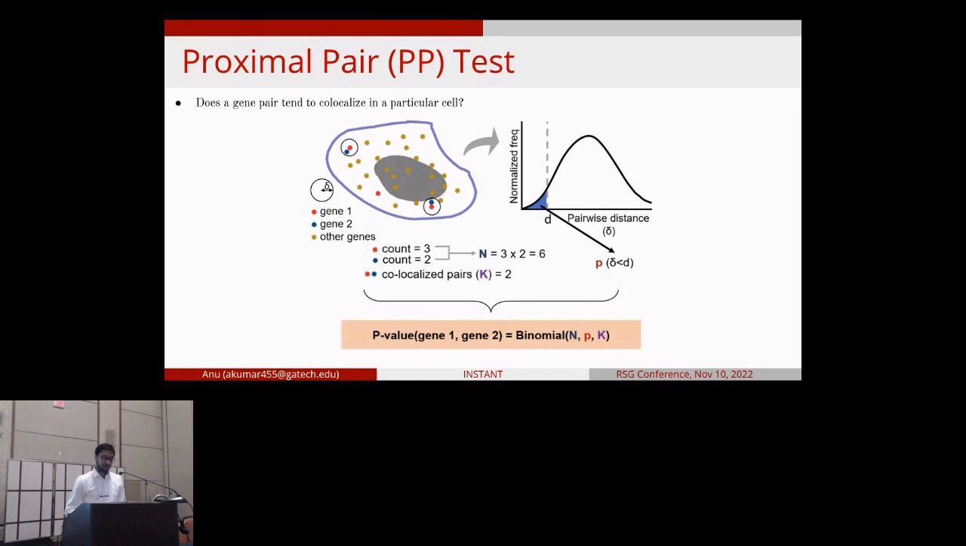So we do a binomial test where the null probability is obtained by creating a histogram of all pairwise distances between all the transcripts and reporting the fraction of gene pairs that are below distance t.